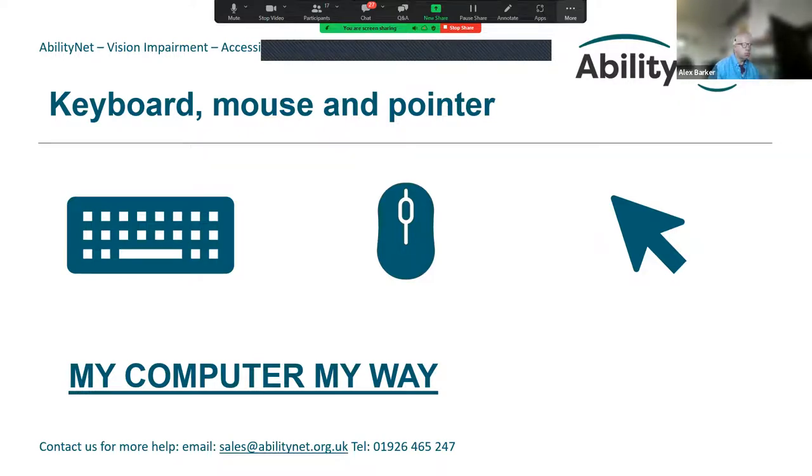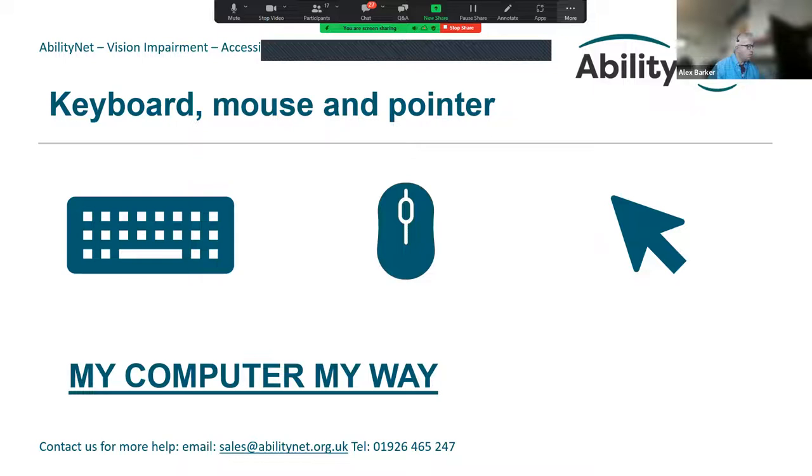If someone uses a screen reader, they will be using their keyboard all the time. What they're going to be doing is tabbing around the screen to hear what to do next or listen to content. Control S is so much quicker.